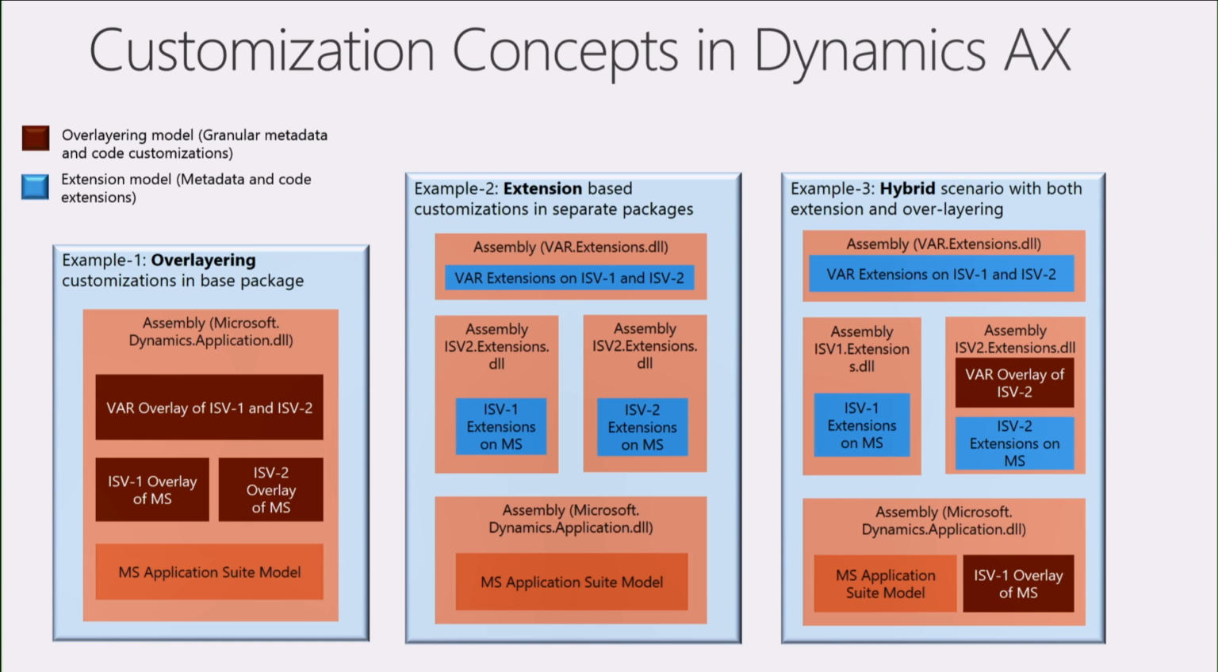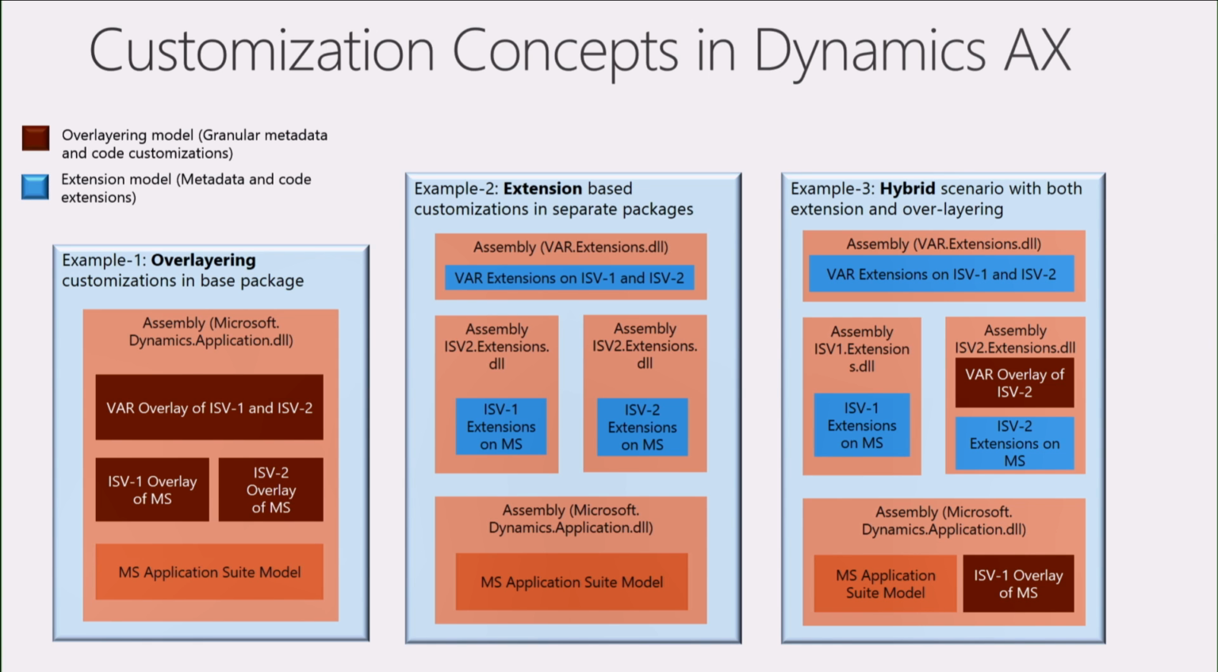Where we want to get to, and this is the preferred method, is an extension-based customization system where every model is in its own package. So nobody's compiling into anybody else's assemblies. You can really think of one package, one assembly to make things simpler. So we have Microsoft shipping the application suite, some ISVs extending the application suite in their own package. They compile into their own assembly, and a partner takes those two ISV solutions, puts them together, and creates a third package that actually extends both.